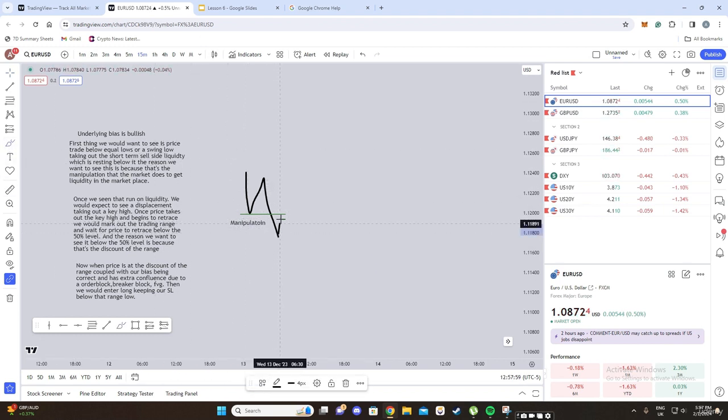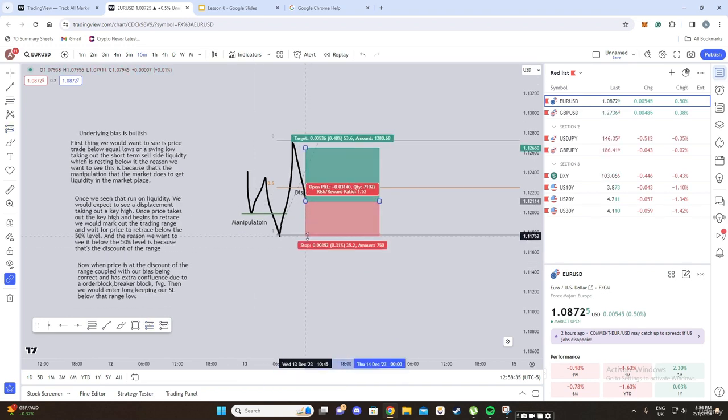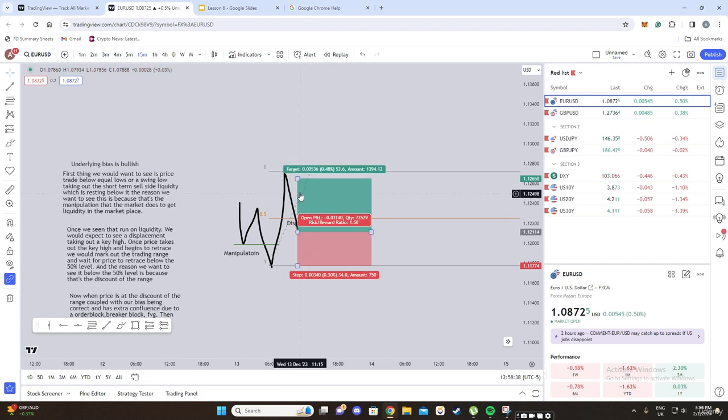Then we want to see a displacement above this high, because that displacement gives us our shift in market structure bullish. Then from this displacement we'd want to see a retracement to the 50% level. So we want to see a retracement at least to below this level here. And when we look at this part and we see maybe a gap, that would be our time to enter long, keeping our stop loss below the swing low of the range.